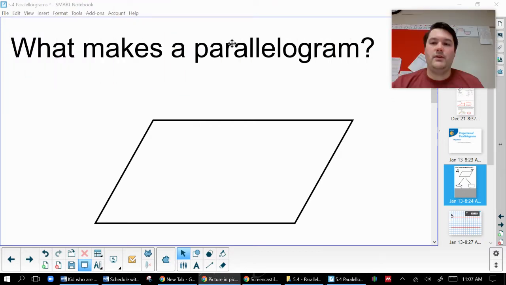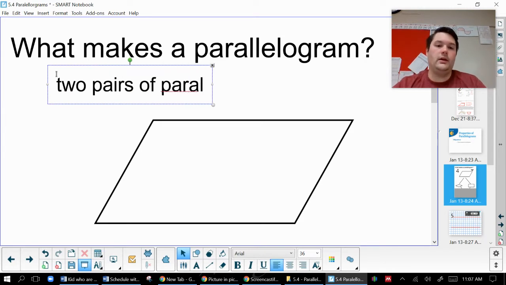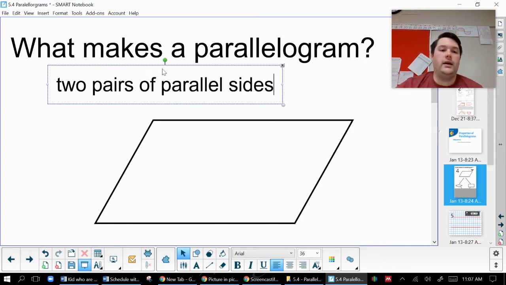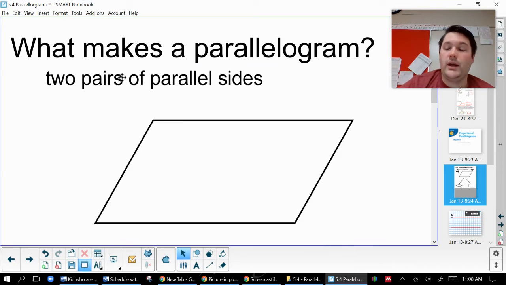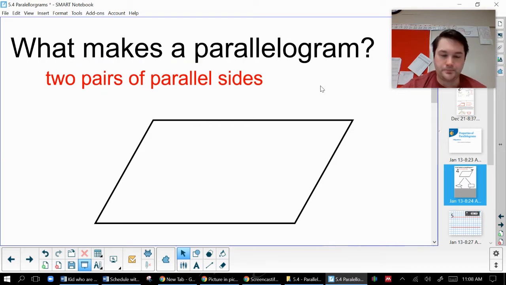And so the definition of a parallelogram is going to be two pairs of parallel sides. A trapezoid only had one pair of parallel sides. A parallelogram has two pairs of parallel sides. And so according to this book, a parallelogram is not a type of trapezoid, although it will have pretty much all of the same properties as a trapezoid. You can think of it as a special kind of trapezoid. But anyway, two pairs of parallel sides.